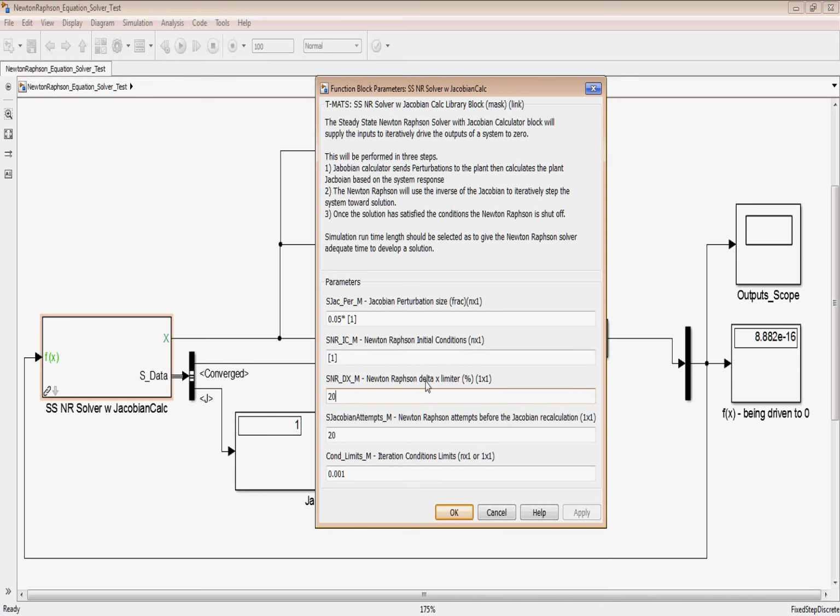We also have a delta x limiter, and that's set to 20%. So at each Newton Raphson step, it can only move by 20%. You then also have the Newton Raphson attempts for Jacobian recalculation. So at each iteration step of the Newton Raphson, it'll use the Jacobian that has already been calculated, unless it proceeds 20 times and can't get a convergence, and then it'll recalculate the Jacobian. This final one is a condition limit. Once the values going into it become less than that, it will consider the system converged, and it'll stop trying to iteratively solve.